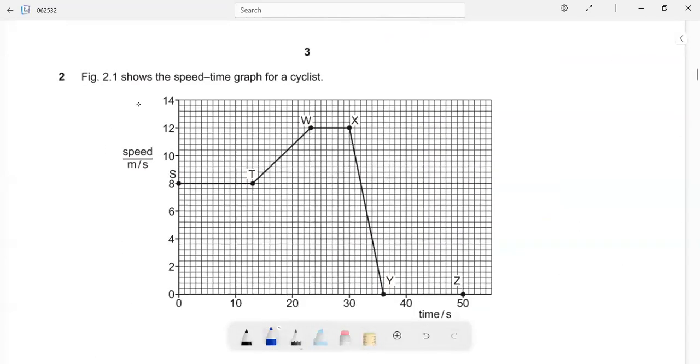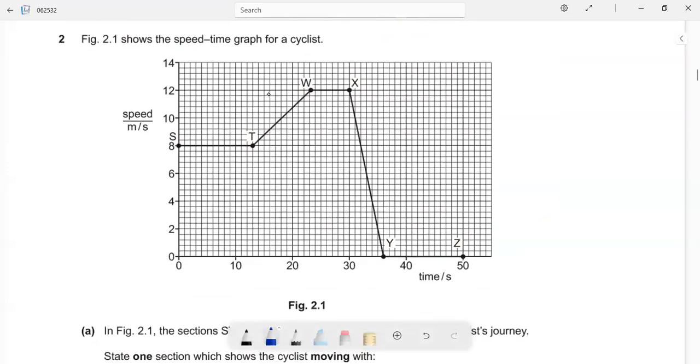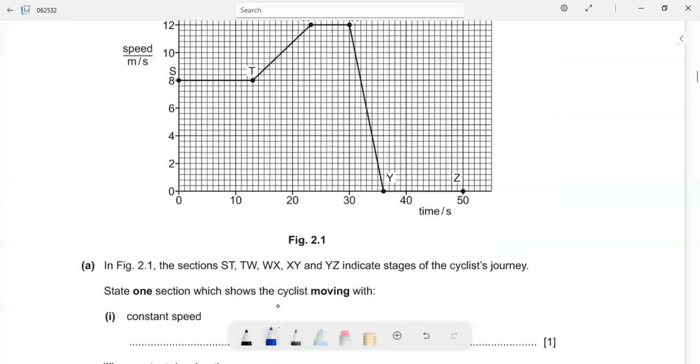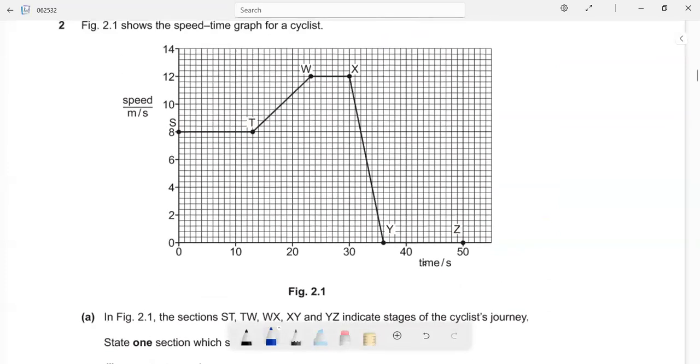Next, figure 2.1 shows the speed time graph for a cyclist. In the figure 2.1, the sections ST, TW, WX, XY and YZ indicate the stages of the cyclist's journey. So here we can see ST is here, TW, WX, XY and this is also there, YZ.